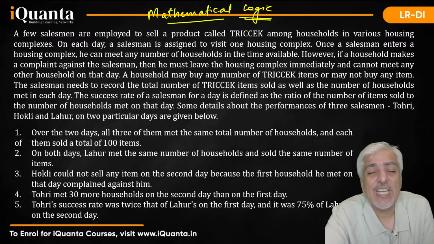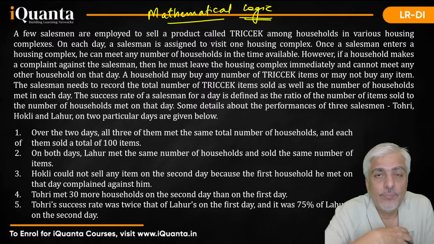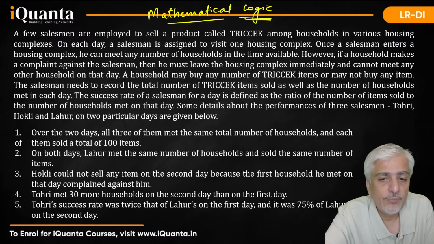So the first thing which comes to my mind when I look at this set is that it has too much data. There's a lot of data. A few salesmen are employed to sell a product called Trisec among households in the various housing complexes. On each day, a salesman is assigned to visit one housing complex. Once a salesman enters a housing complex, he can meet any number of households in the time available. However, if a household makes a complaint against the salesman, then he must leave the housing complex immediately and cannot meet any other household on that day. Clear till here?